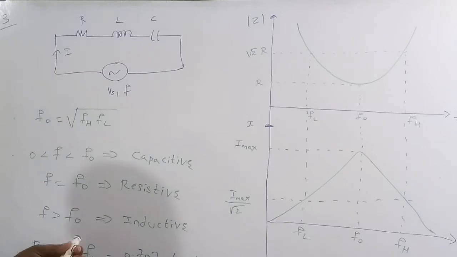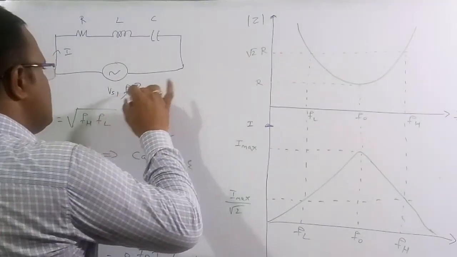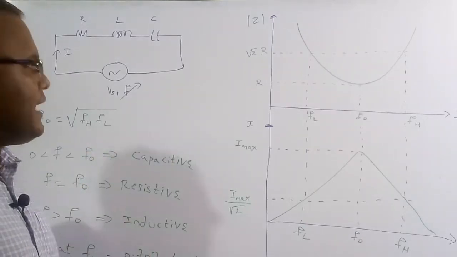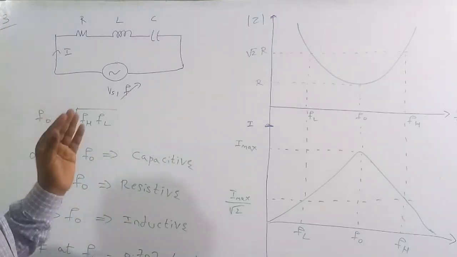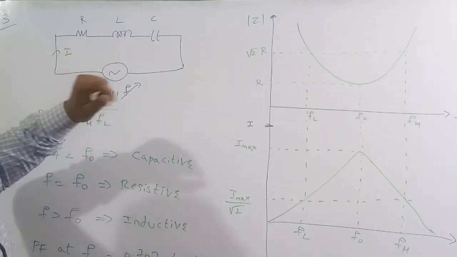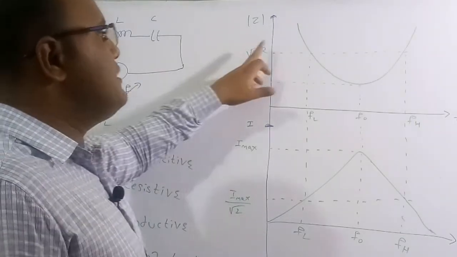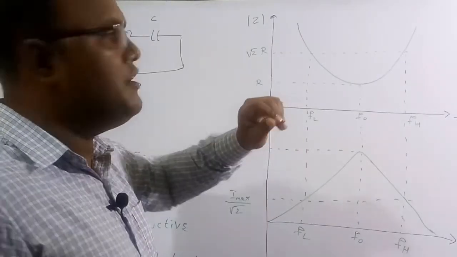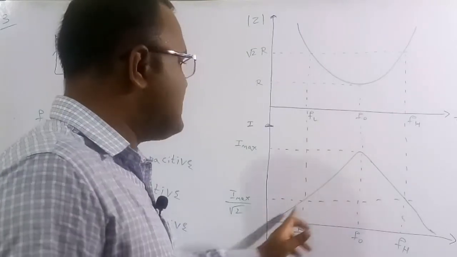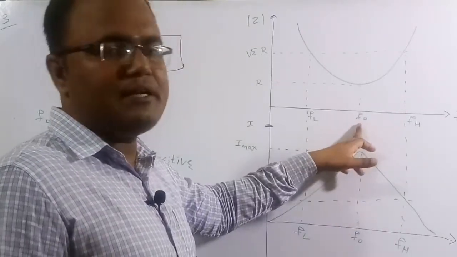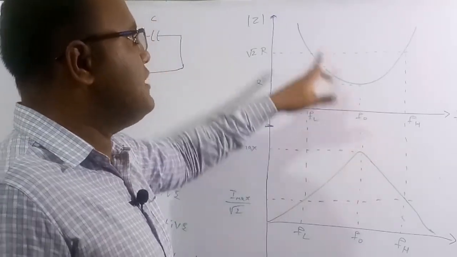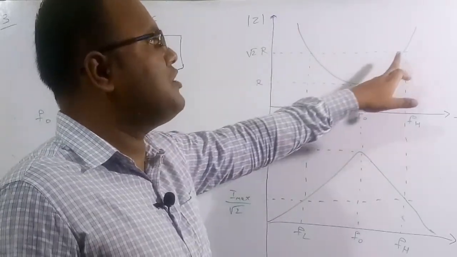Now we are going to vary this frequency from 0 to a very huge value, and then see the magnitude of the impedance of the circuit and also the current in this circuit. If you do that, we get these two graphs: this is the magnitude of the impedance and this is the current in the circuit. At a particular frequency F0, called the resonant frequency, we get the minimum value of the impedance.